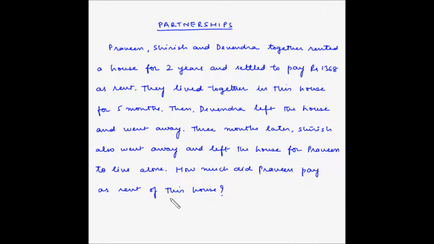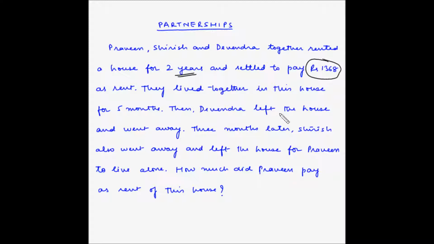Let us look at another example of partnerships. Praveen, Shirish and Devendra together rented a house for 2 years and settled to pay rupees 1368 as rent. So basically this is the rent that they have paid for the entire 2 years. They lived together in this house for 5 months.